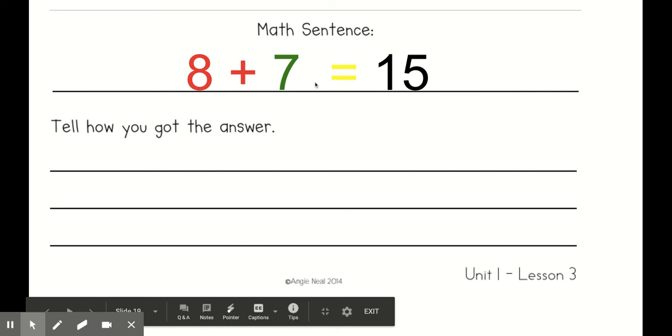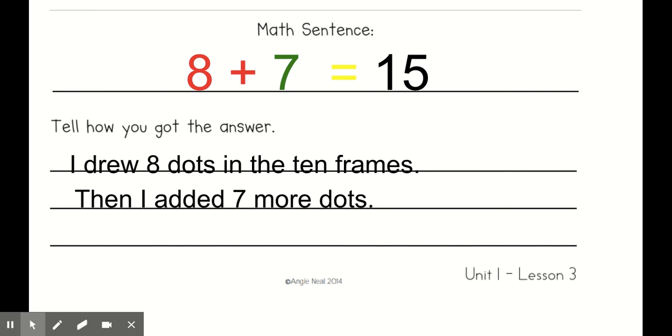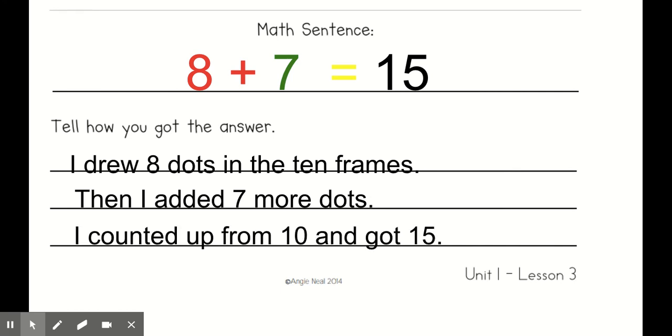8 plus 7 equals 15 is your math sentence. How did you get the answer? Tell how you got the answer. So what did we do? You can say I drew 8 dots in the 10 frames. Then I added 7 more dots. And I counted up from 10 and got 15.